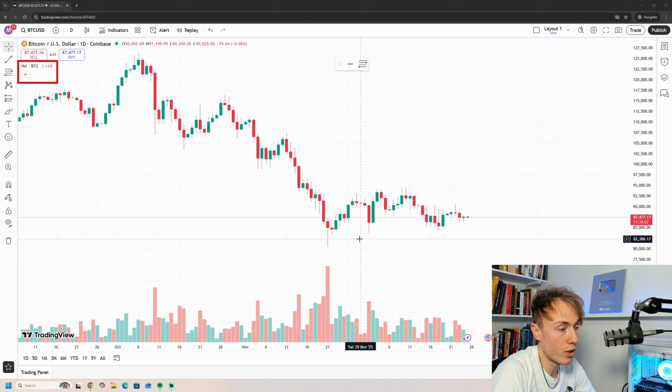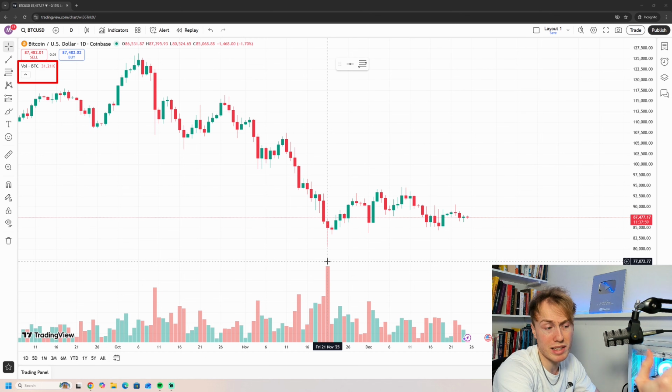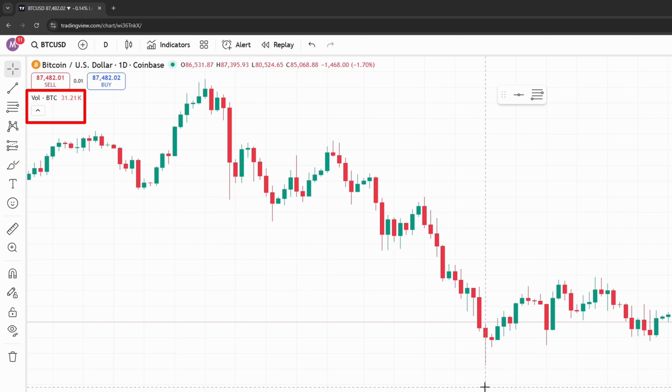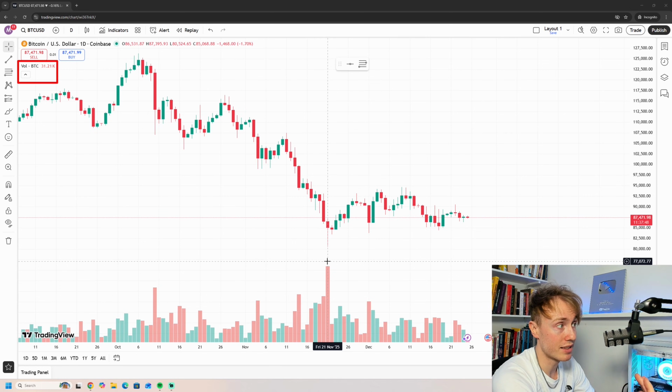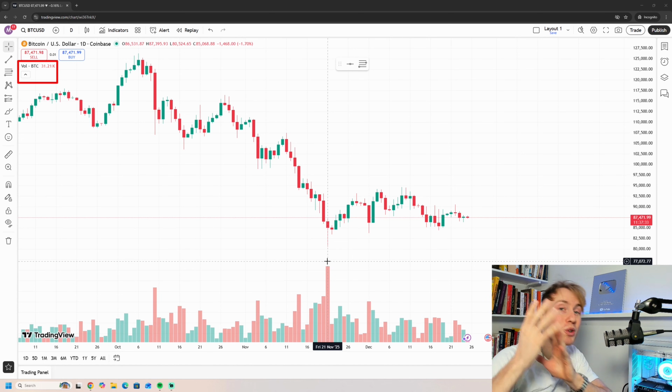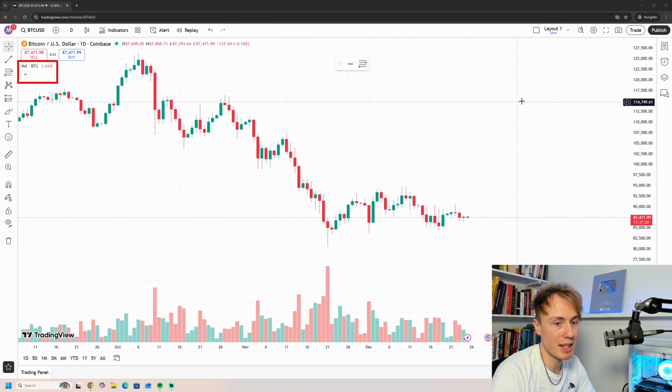If we, for example, hover over this massive volume bar right here, you can see the volume bar looks to be almost twice the size of the other volume bar. And you can see up in the left corner that this is true, because here we have around 31,000 Bitcoin traded during that day. And one important thing to notice here, especially when we talk about crypto, is that Bitcoin is traded on multiple exchanges. And right now we're looking at Bitcoin on Coinbase. So this is just how many Bitcoin were traded on Coinbase on that specific day.